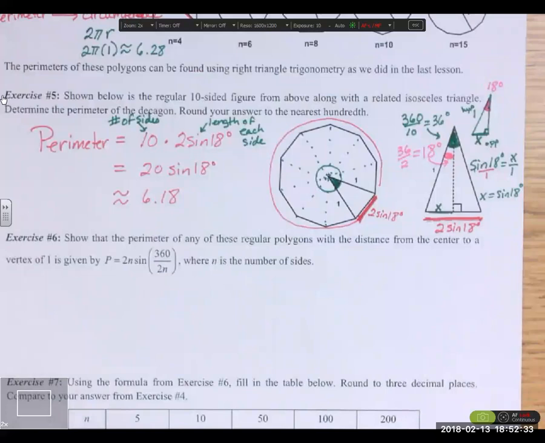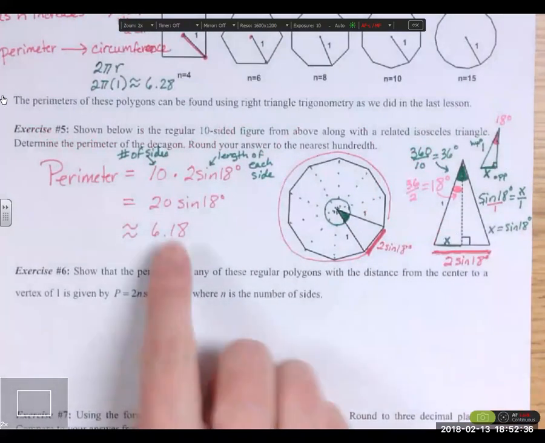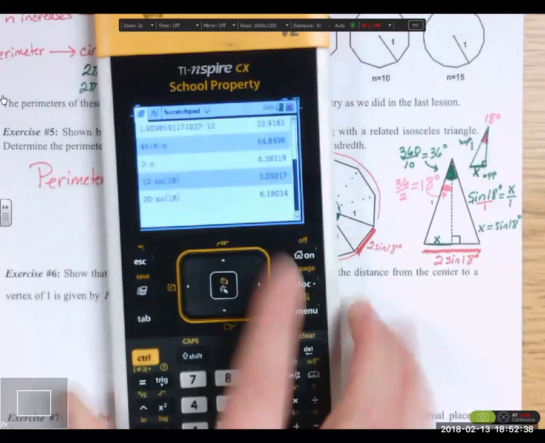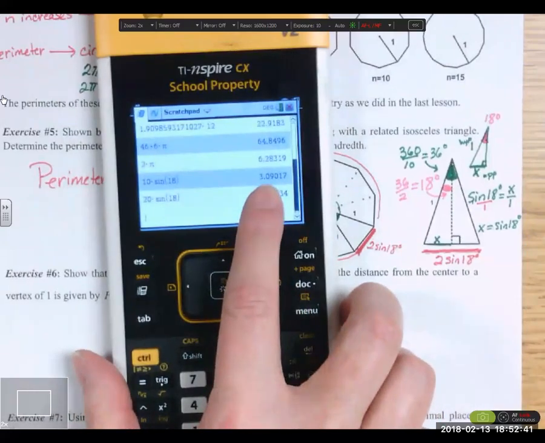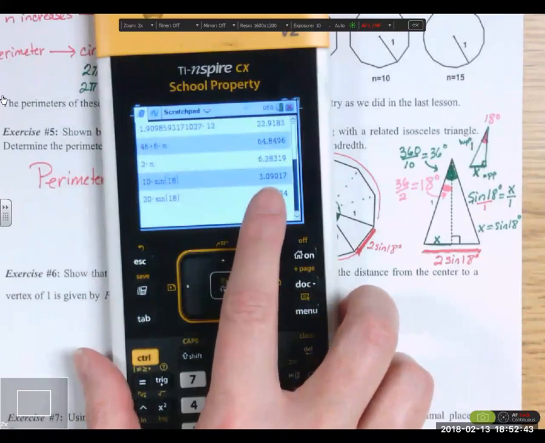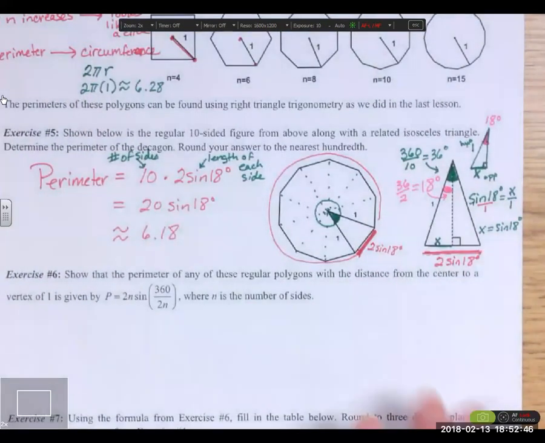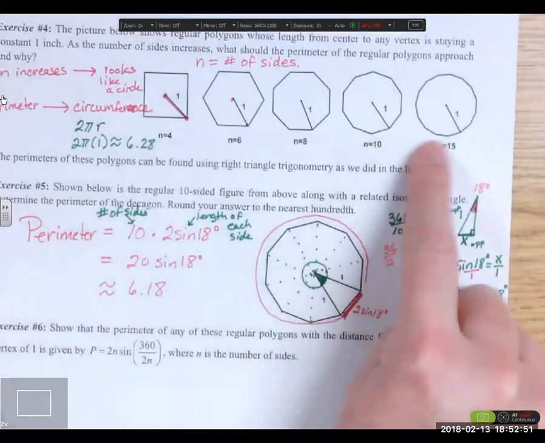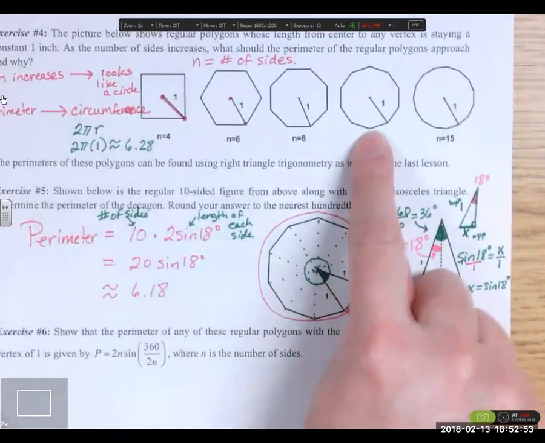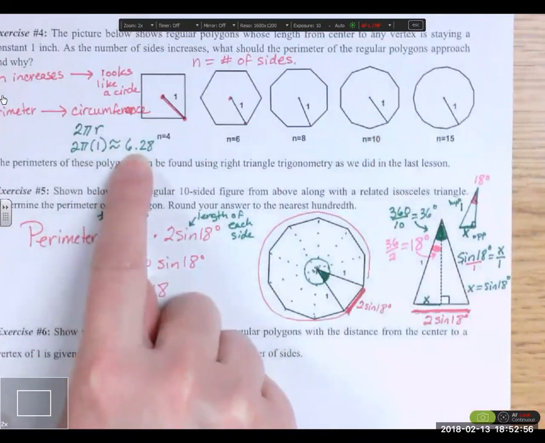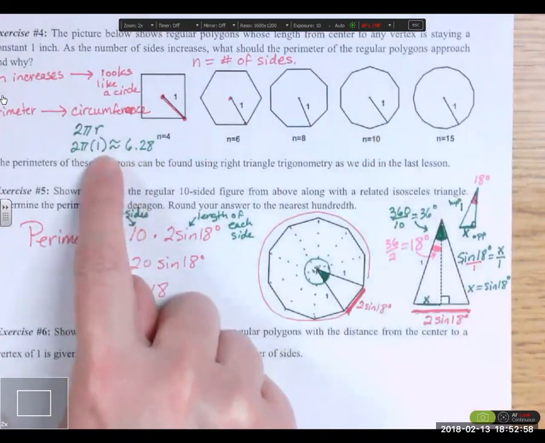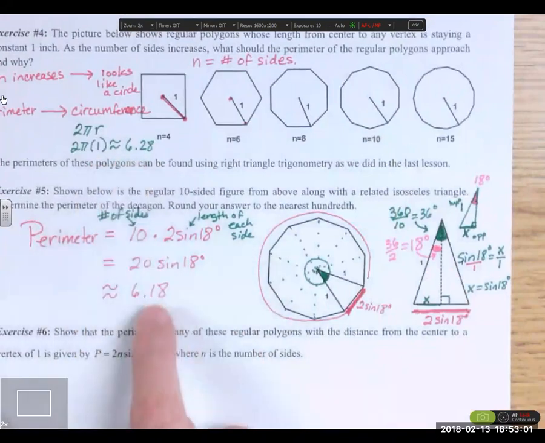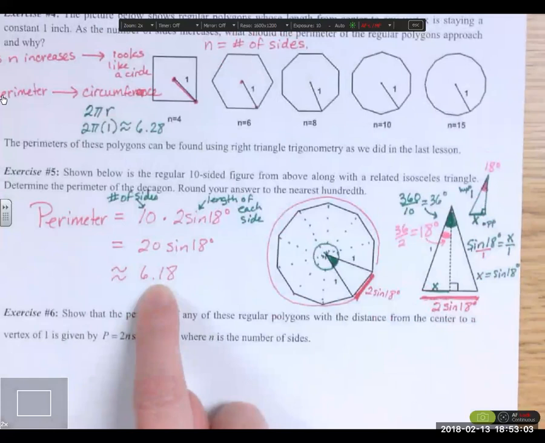Okay, so keep in mind the idea here. Why did I not like the first number I got? How did I know right away that I had a mistake at 3.09? It's because I was expecting a number that was close to 6.28. Remember up here? The more sides we add in, the more circular it looks. So the closer to the circumference of a circle I should get. And if the radius is 1, then it should be about 6.28. This is just a little bit off from that. And the truth is, if I add more sides, I get even closer to 6.28.